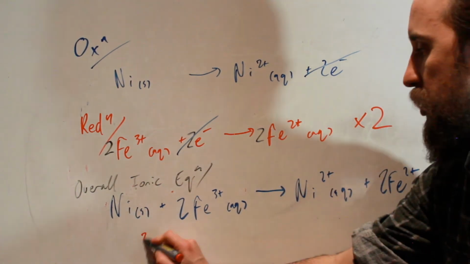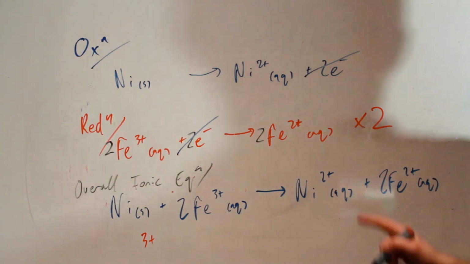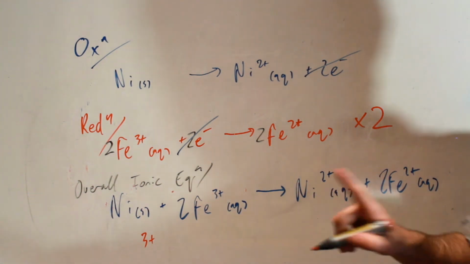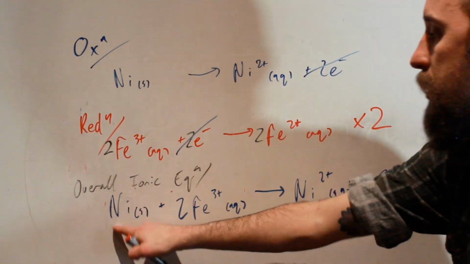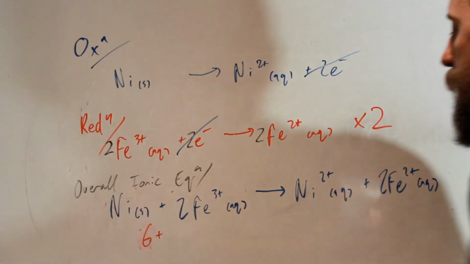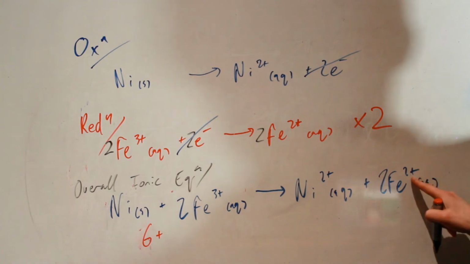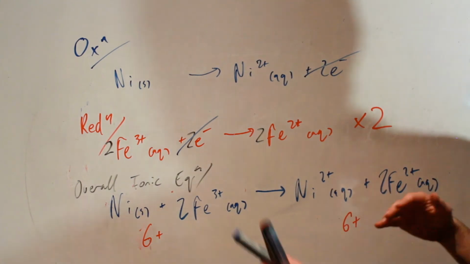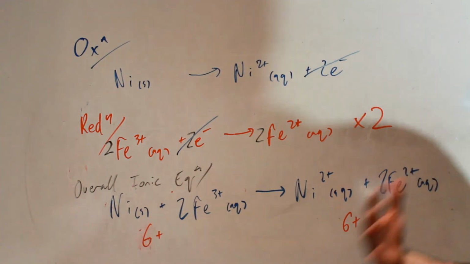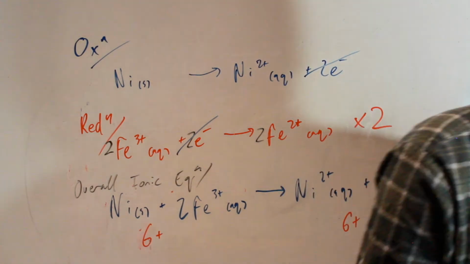So I've got a 3 plus charge over here. Over here I've got 2 plus. Oh, no, that is not right. I've got 2 lots of 3 plus, don't I? So I've got 0 and 6 plus. So I've got 6 plus over here. I've got 2 times 2, which is 4 plus, plus 2 plus. My charge is conserved. Remember, the charge doesn't have to be neutral on both sides, but the charge does have to be the same on both sides.